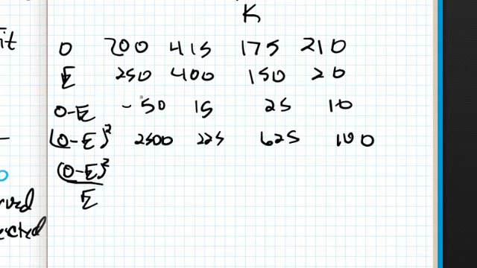Okay? So 2,500 divided by 250 is 10. I'm going to do 225 divided by 400 is 0.5625, 625 divided by 150 is equal to 4.17. And then 100 divided by 20 is 5.